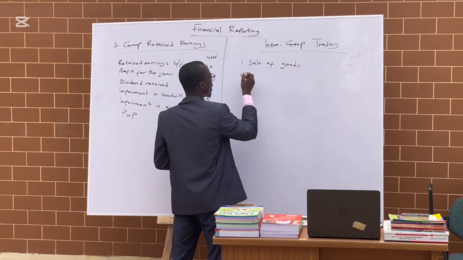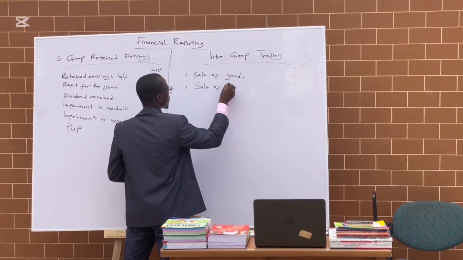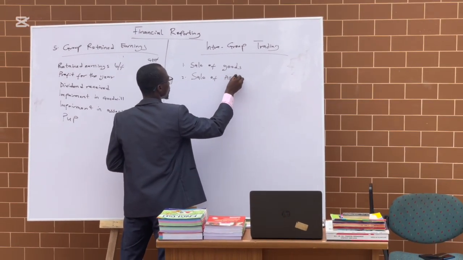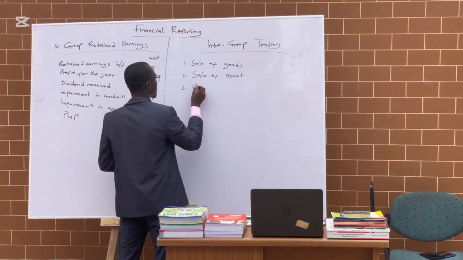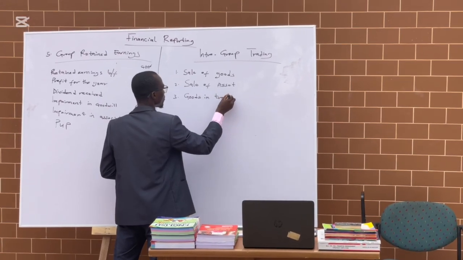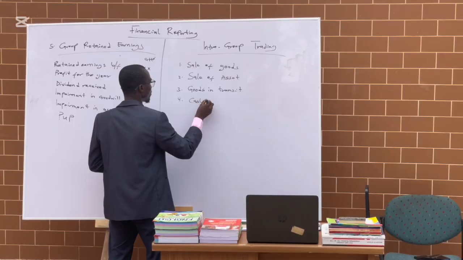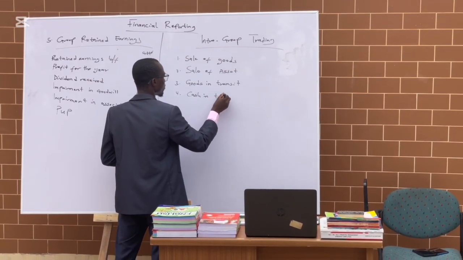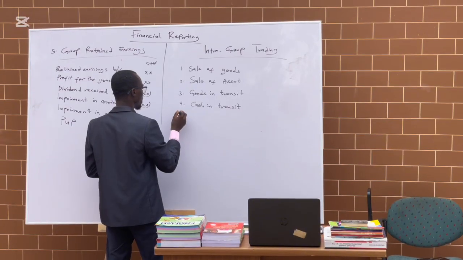Two will be sale of asset. Three, we will talk about goods in transit. We will talk about cash in transit. Then the last part of it will be reconciliation of current account.